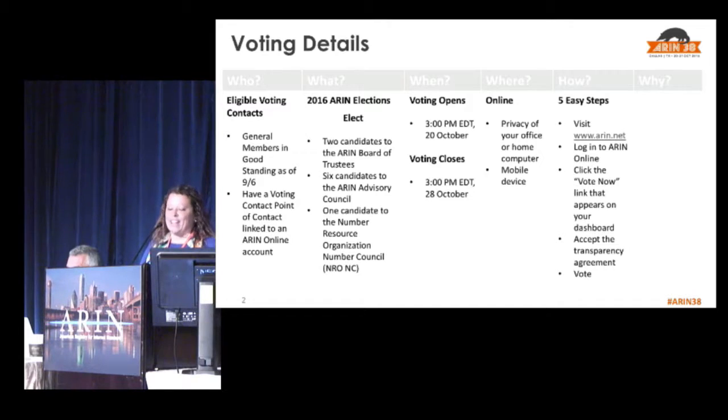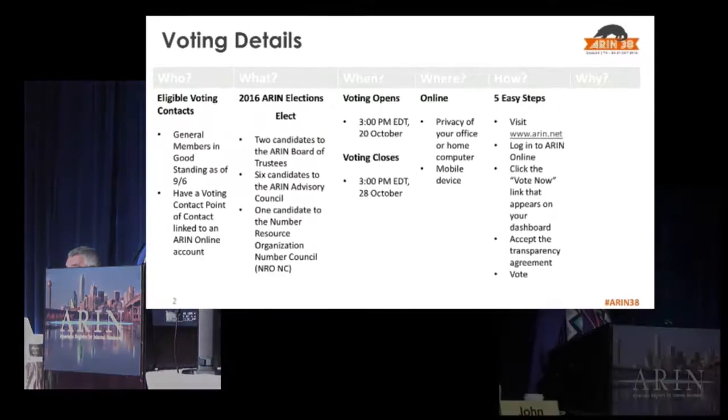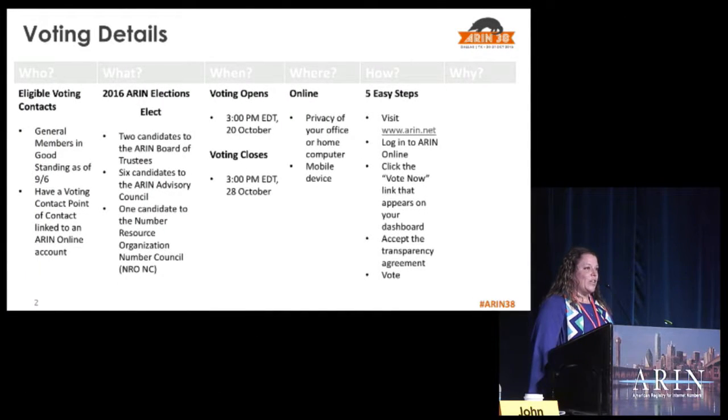Now let's talk about ARIN elections. Each October, eligible general members in good standing have the opportunity to vote in ARIN elections. Beginning today at 2 p.m., the elections will open to eligible ARIN member organizations' voting contacts, who on behalf of their organization will virtually cast an electronic ballot to elect candidates to ARIN's Board of Trustees, Advisory Council, and the NRO NC. This year, all voting contacts must vote through ARIN Online.